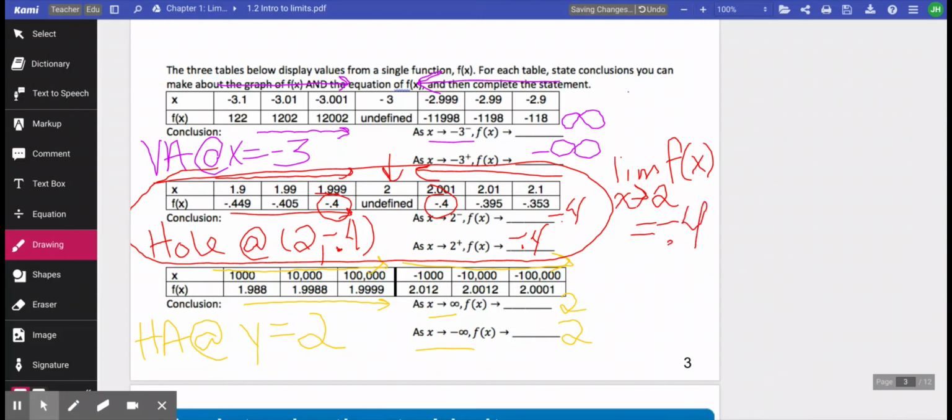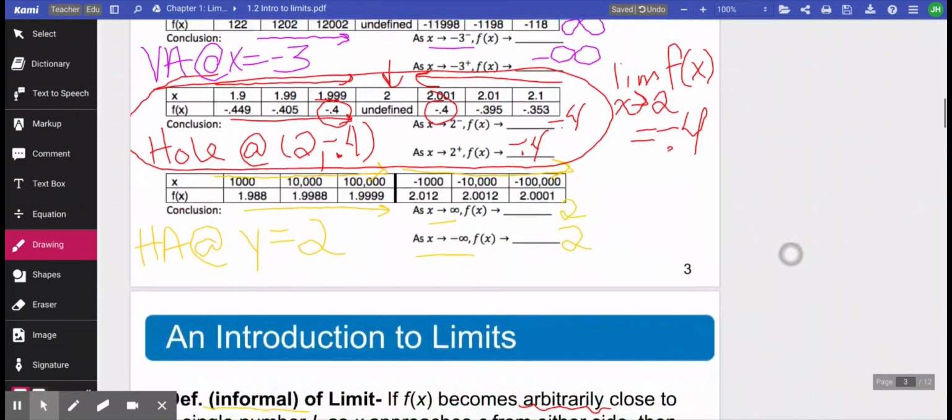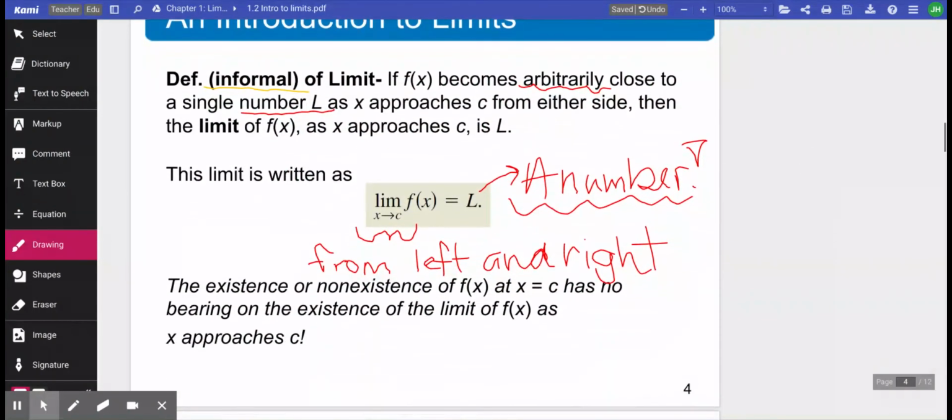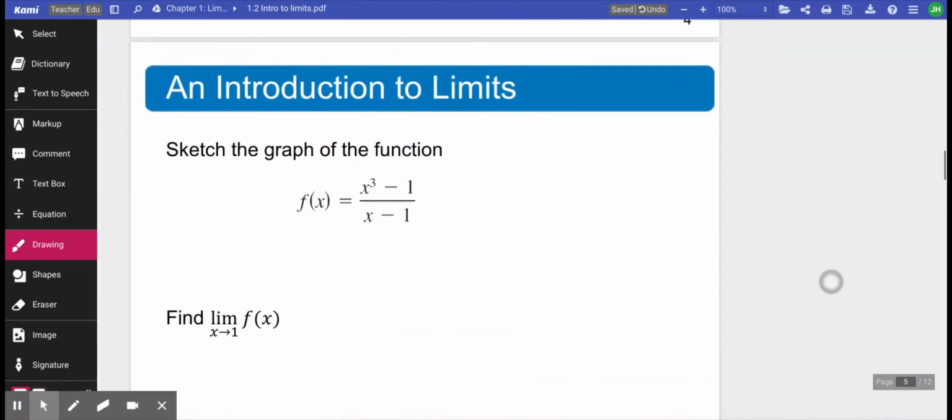Now, it doesn't matter what's actually happening at 2 because the definition says nothing about there having to be a value there. In fact, it just says it's what is happening as f of x becomes very close to c, as it approaches c from either side. In fact, I made a little statement here. The existence or non-existence of f of x at x equals c, so whether or not it's defined there or not, has no bearing on the existence of the limit as x approaches c. All right, so it could be true that the function is defined everywhere but that value of c that you're approaching, and your limit still exists at c.